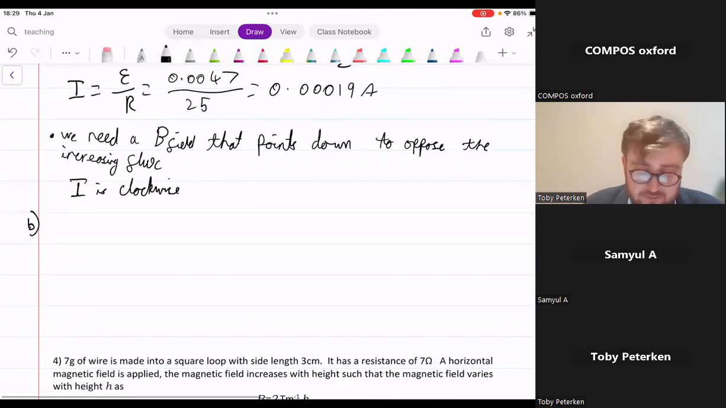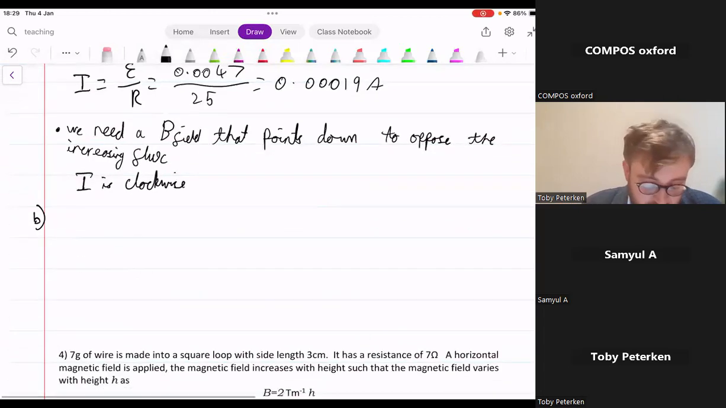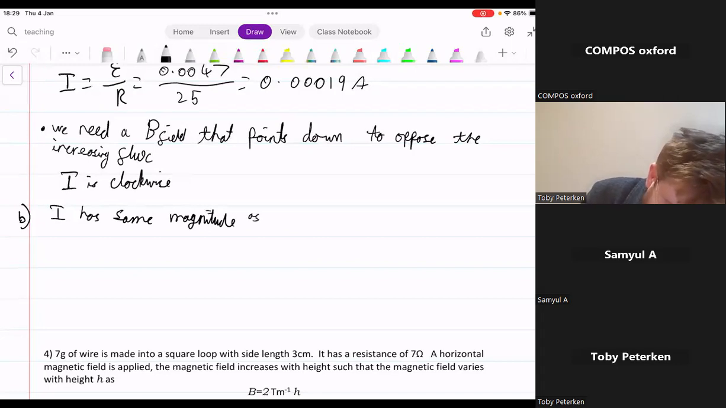Now, the current is going to be the same value. As the magnetic field decreases, it's decreasing at the same rate as it increased. So the induced current is going to have the same magnitude. So I has the same magnitude as part A.